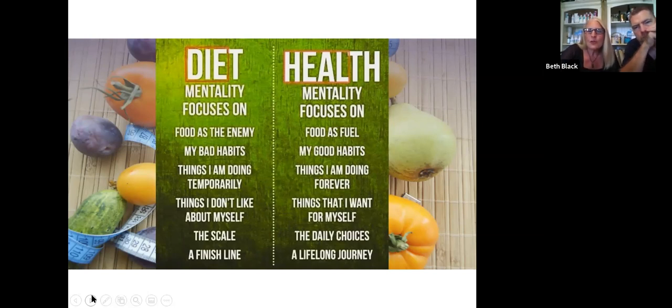So we are focusing on health. We are focusing on long-term health here and educating people not only on food, but on good habits that are going to be things that you embrace and start making them a part of a lifestyle. Things that you're going to go, I want to do this for myself.